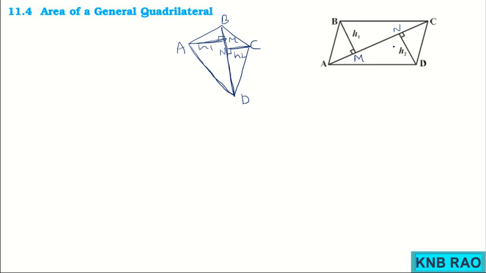Children, if I know the length of AC, can I find the area of both the triangles and sum it up to find the area of a quadrilateral? That is the formula. Okay. So, we are going to learn that. Let me first wipe out the extra construction made by me. Here I took it away.